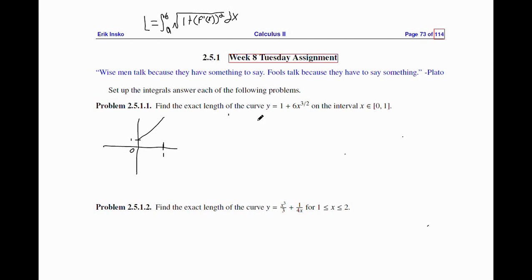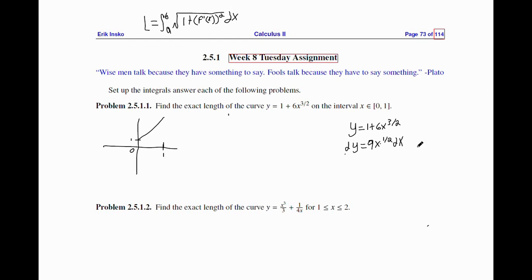So the first thing we need to do is find the derivative of y. y equals 1 plus 6x to the 3 over 2. So if we take the derivative of this, the 1 cancels out. Then you have 3 over 2 times 6 and x to the minus 1 from the 3 over 2, and you get something like dy equals 9x to the 1/2 dx.